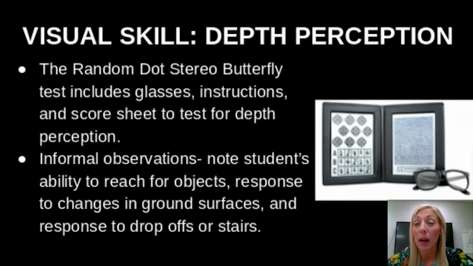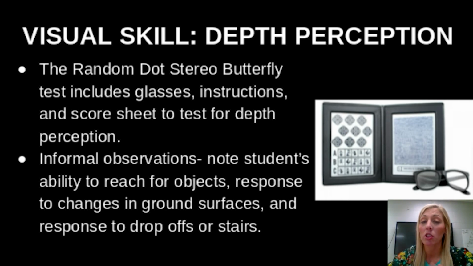The next area that we do is depth perception. There are a few different tests that we use. The random dot stereo butterfly test comes with the glasses, instructions, and score sheets, and this all tests if the student is able to see what we call 3D. The kids like to say, I got my 3D glasses on. So, are they able to see the shape that appears, and all that grading.